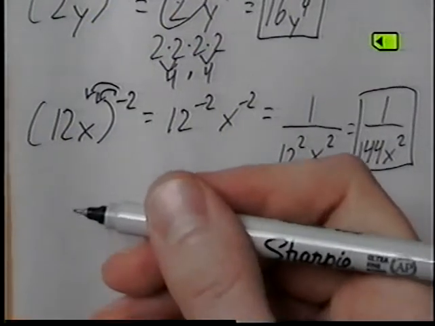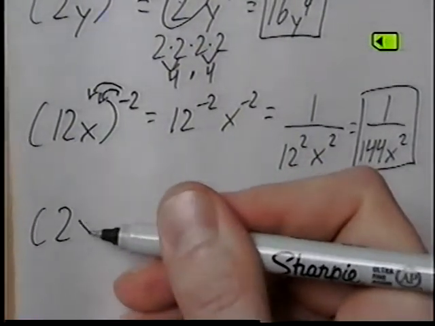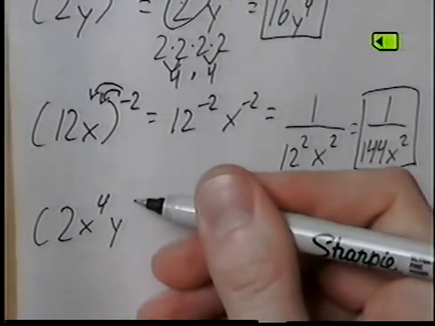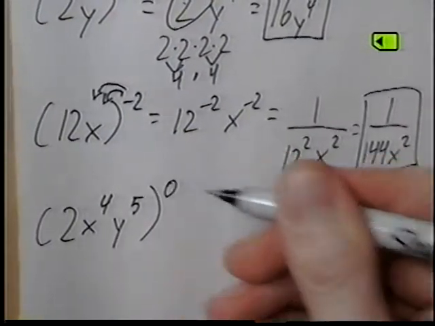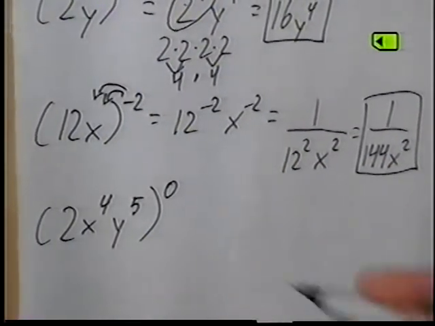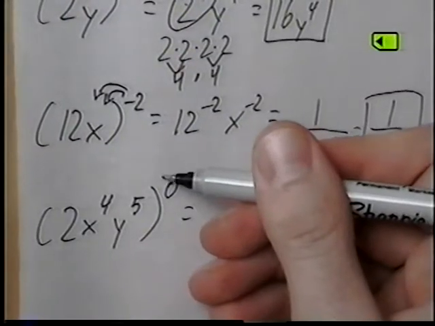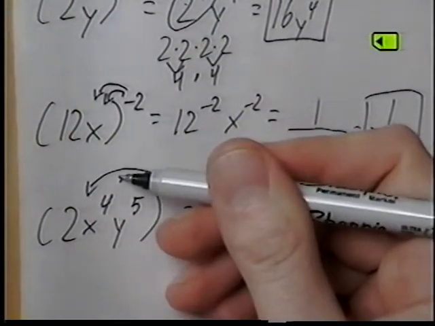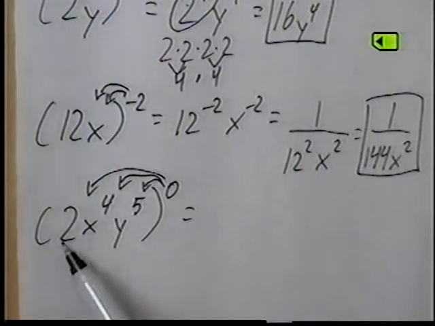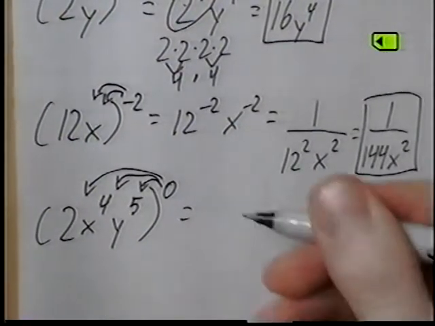Next question. 2 x to the fourth, y to the fifth, outside parentheses 0 power. The 0 again goes to everything inside, which this time is 3 terms, the 2, the x, and the y.